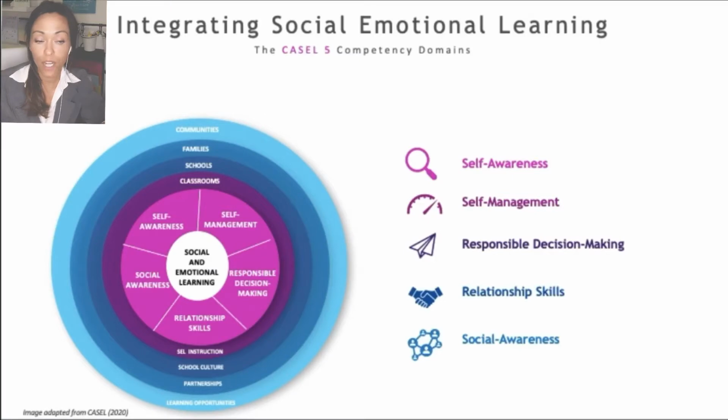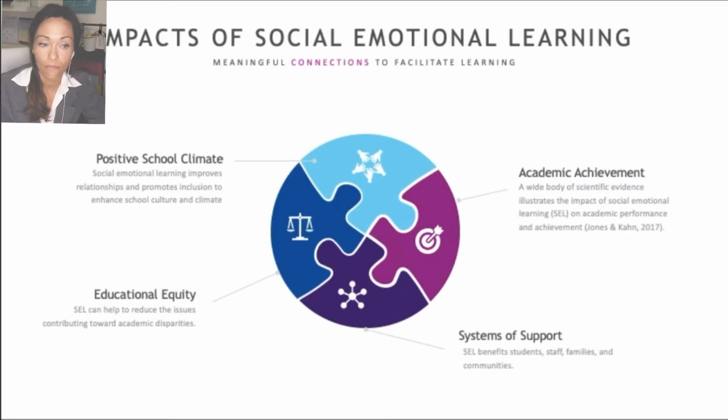The 5 broad and interrelated areas of competence outlined by the CASEL 5 framework include self-awareness, self-management, social awareness, relationship skills, and responsible decision-making. As CASEL reminds us, all learning is social-emotional learning.